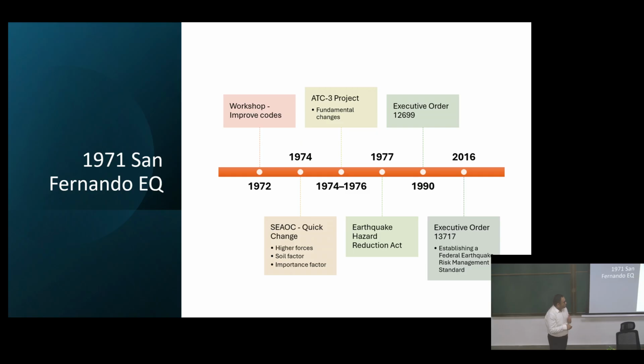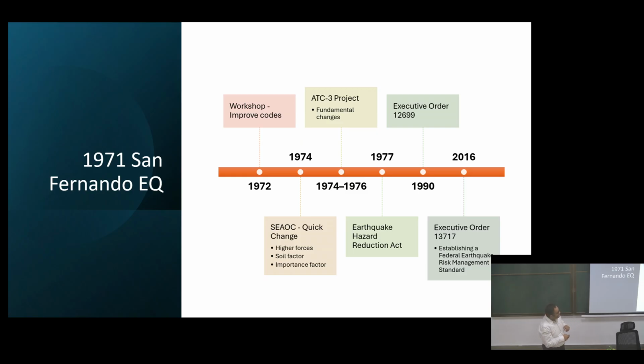So they adopted some quick changes. Looking for higher forces, a soil factor was introduced, and an importance factor for buildings was introduced. The Indian Building Code has something similar in terms of importance factor, I think. Those were introduced in 1974. There were a lot of ATCs, Applied Technology Council. It's funded through FEMA and the federal government. FEMA is the Federal Emergency Management Agency. It's similar to the National Disaster Management Authority that the Indian government has.